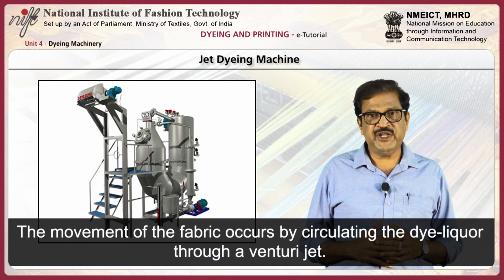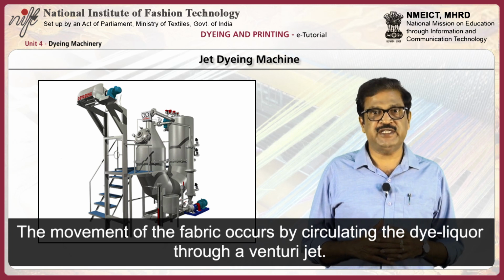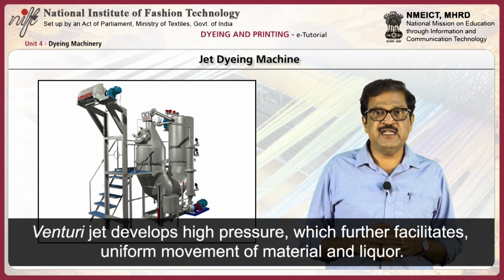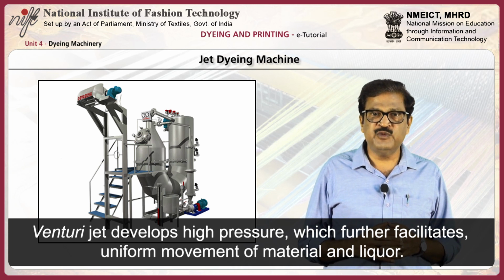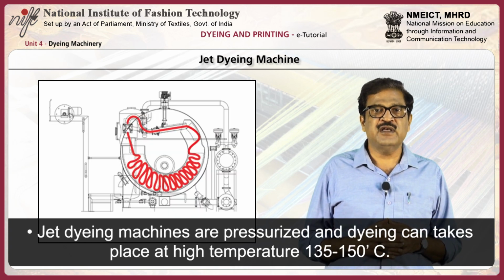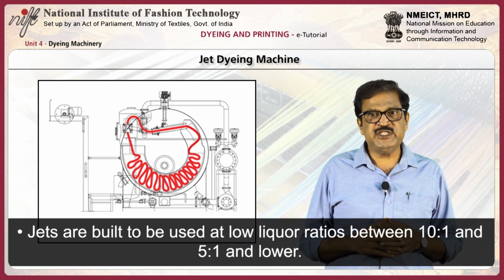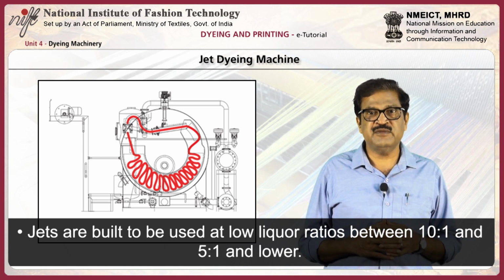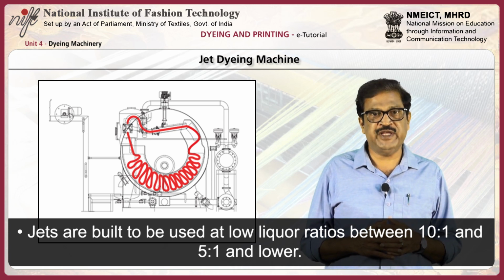The movement of the fabric occurs by circulating the dye liquor through a Venturi jet. Venturi jet develops high pressure which further facilitates uniform movement of material and liquor. Jet dyeing machines are pressurized and dyeing can be carried out at high temperature, ranging 135 to 150 degrees centigrade. Jet dyeing machines require low liquor ratios between 10:1 and 5:1 or even lower.